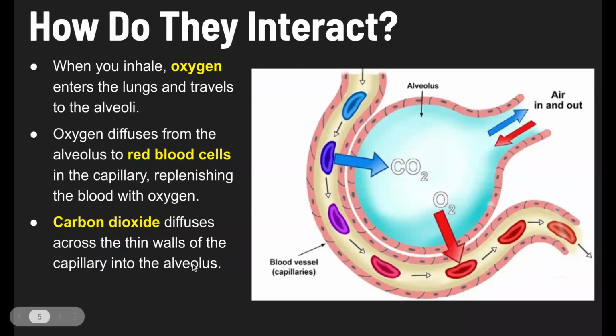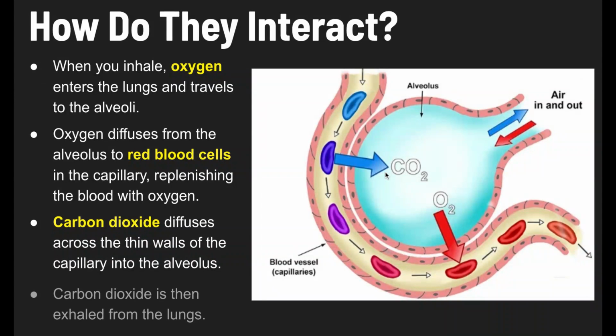But there's another part that you need to know about, another type of interaction here, and that's referring to this other gas, carbon dioxide. So carbon dioxide diffuses across the thin walls of the capillary and into the alveolus. So this pink portion here, that's the thin wall of the capillary. Here's the thin wall of the alveolus. Carbon dioxide diffuses through those cells into the alveolus, and then carbon dioxide is going to be exhaled from your lungs.